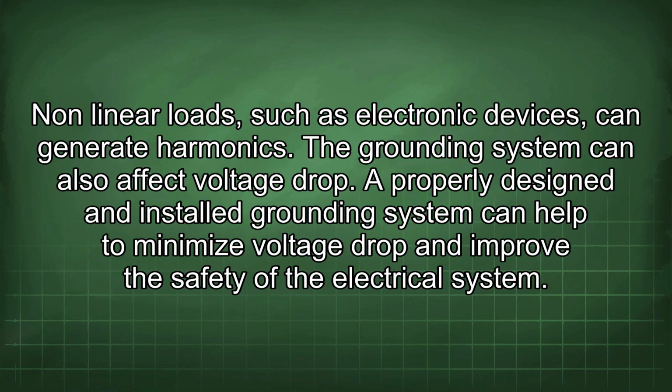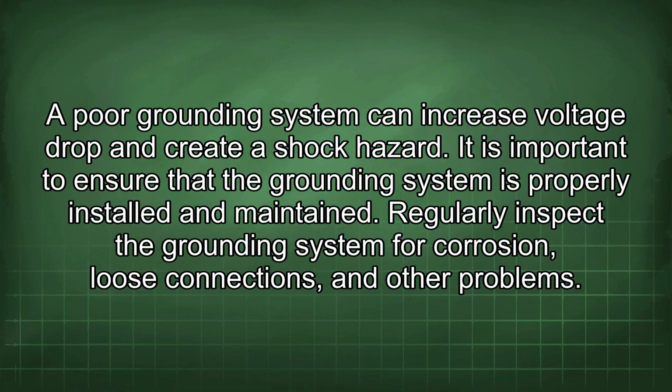The grounding system can also affect voltage drop. A properly designed and installed grounding system can help to minimize voltage drop and improve the safety of the electrical system. A poor grounding system can increase voltage drop and create a shock hazard. It is important to ensure that the grounding system is properly installed and maintained. Regularly inspect the grounding system for corrosion, loose connections, and other problems.